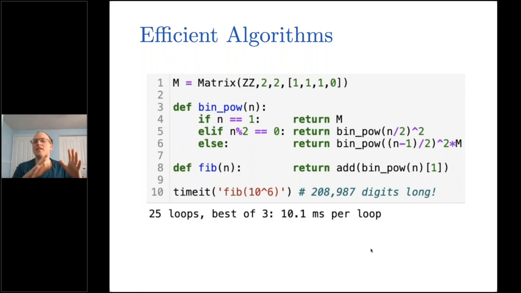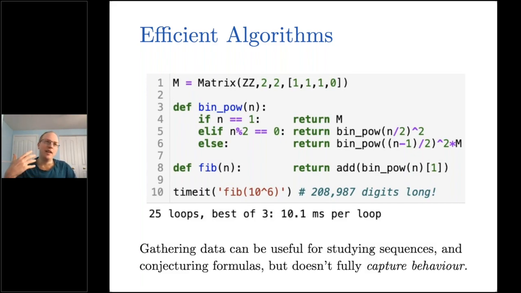So in a sense, if you want any Fibonacci number that you actually can look at and understand, because you already, of course, cannot understand a number truly that's 200,000 digits long, you can get it basically instantly with your computer using this code. So in a sense, that is saying something interesting about the sequence. It's telling you, here's a way to compute any of the numbers you actually would probably care about. Of course, gathering data can be very useful for studying sequences. Maybe you can conjecture some formulas, but it doesn't fully capture the behavior of what's actually happening.